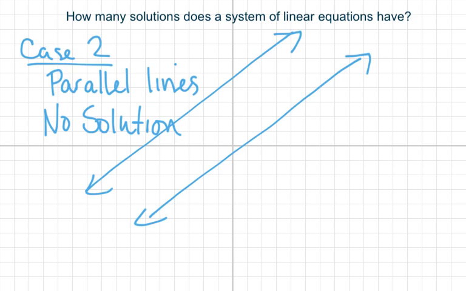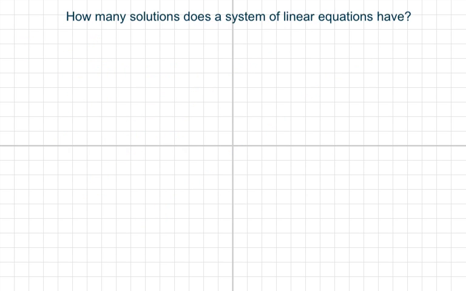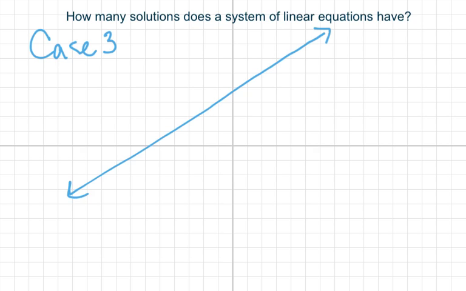A third case looks kind of strange. A third case is where we have a line, and then a second line is placed directly on top of the first line. So if you were to just look at the graph, it looks like one line. So this is the case where one line is on top of another line.